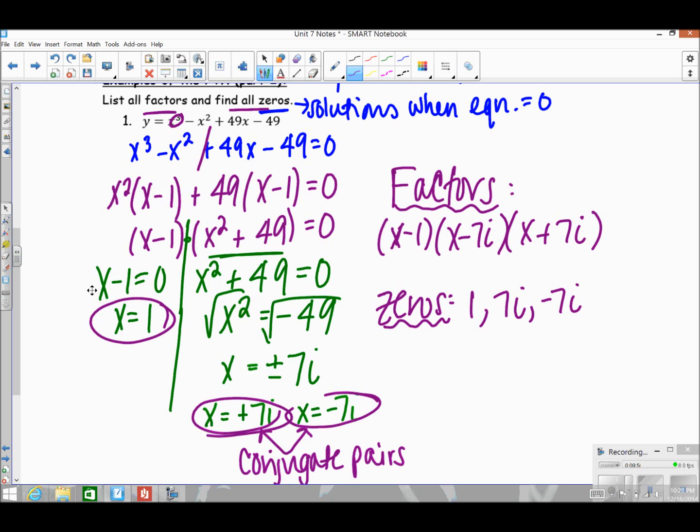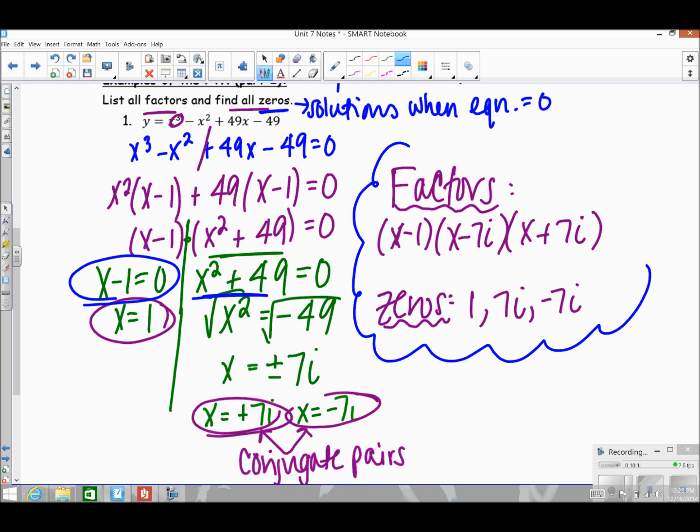And you can always go back into your equation, and if you look back at my equation, I have the x minus 1 factor, but I don't have these x minus 7i and x plus 7i. Instead, I have an x squared plus 49. And when it asks for the factors, it's asking for linear terms. So it's not asking for x squared plus or minus some number. It's asking for x plus or minus those numbers. So just be careful when you're trying to find the factors.